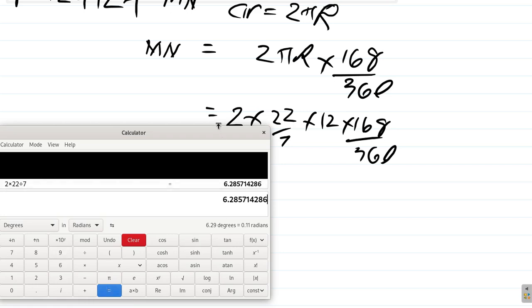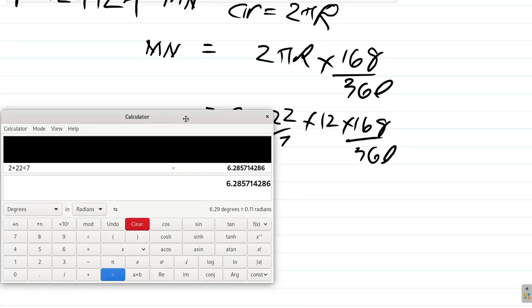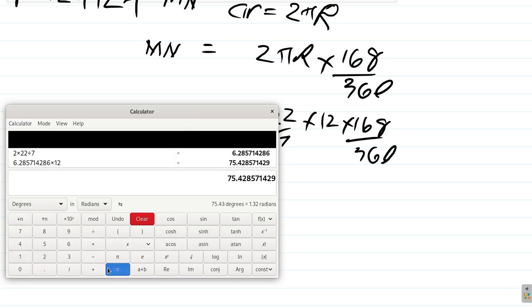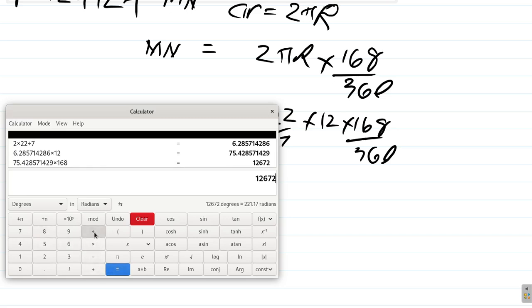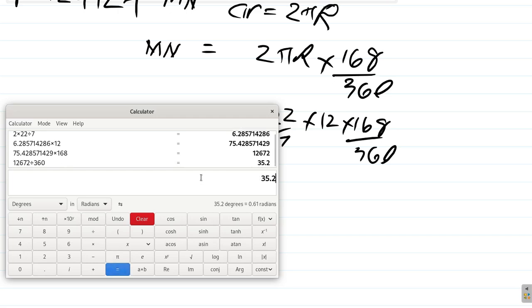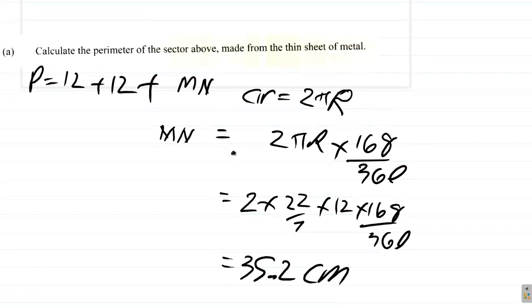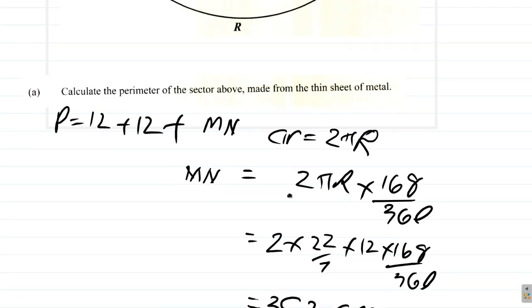Alright, 2 times 22 over 7 times 12 is that, times 168 degrees is that, divided by 360 degrees is 35.2. Alright, so we have 35.2 cm. So that is the MN, I mean, the arc length MN.